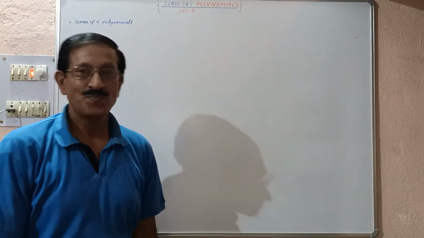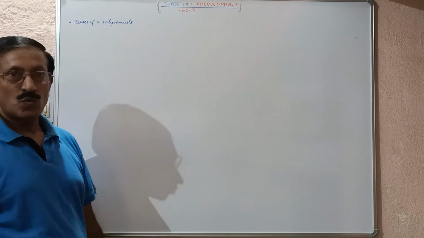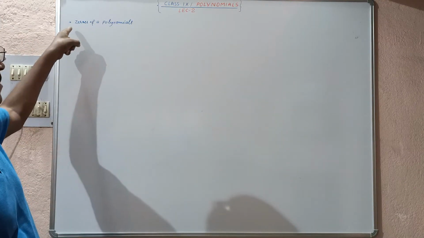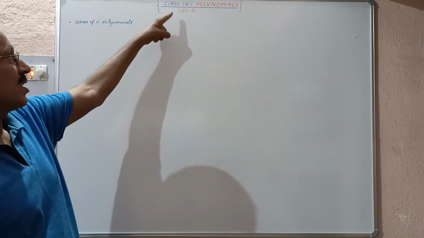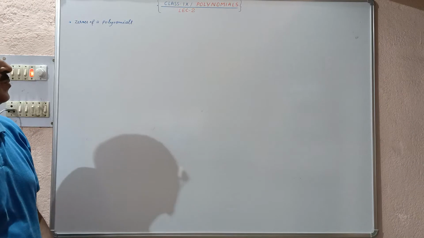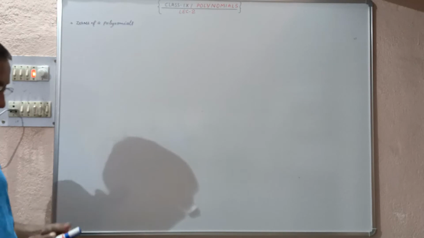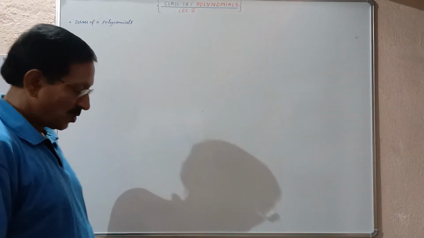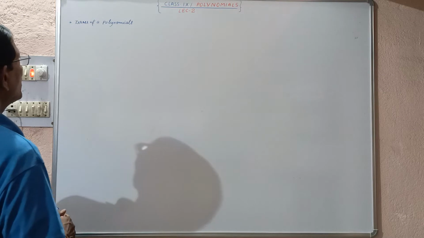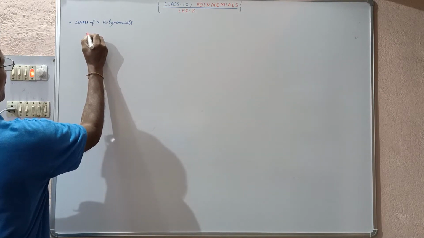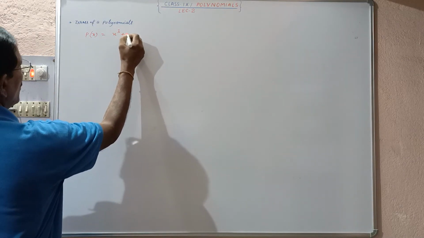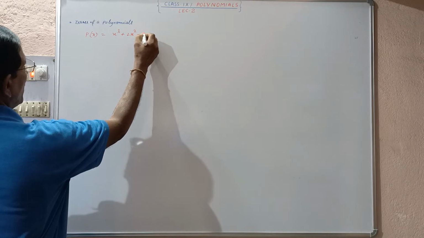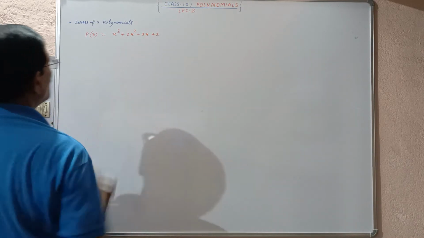Hello students, today we are going to start the next topic, zeros of a polynomial for class 9, in this lecture 2, and the chapter is polynomials. To study the zero of a polynomial, first of all we consider a polynomial p(x). Suppose it is x cube plus 2x square minus 3x plus 2. This is a polynomial.